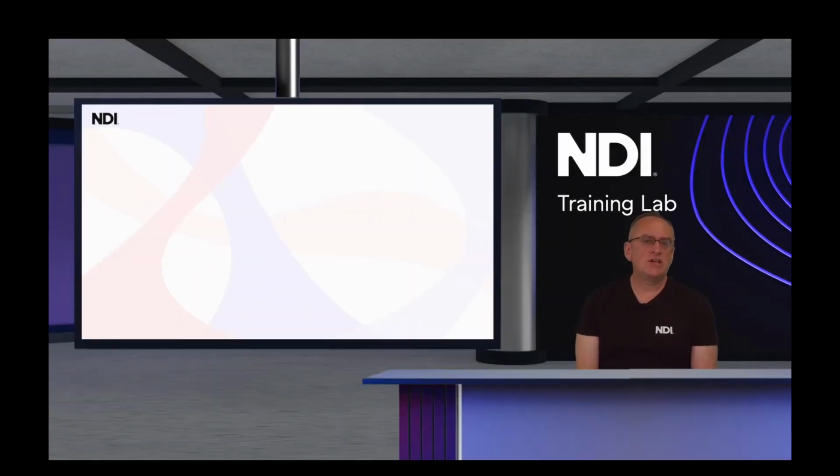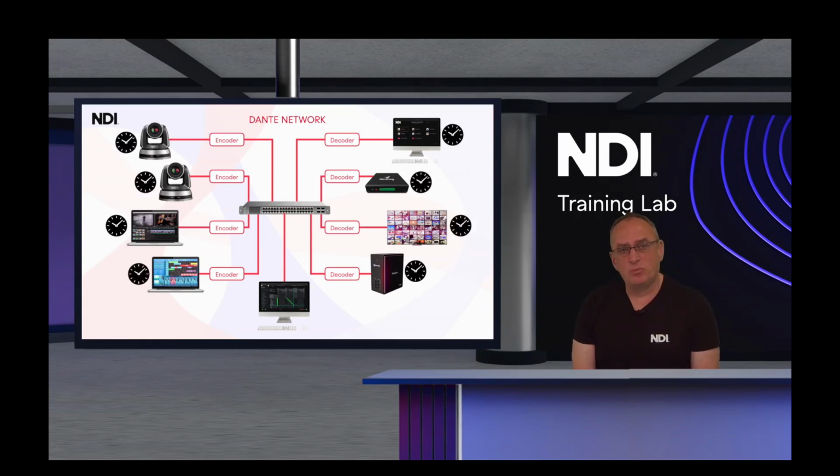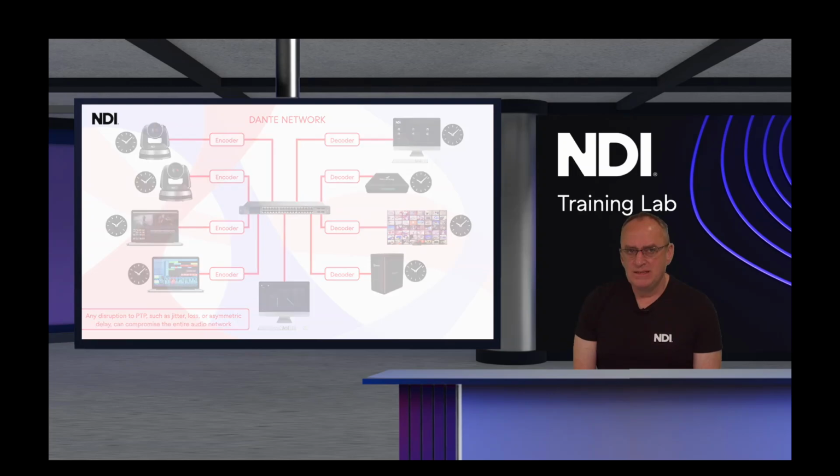When it comes to synchronization requirements, Dante relies heavily on PTP, or Precision Time Protocol, for clock synchronization across all devices. Accurate and consistent PTP distribution is critical for phase-accurate, low-latency audio transmission. Any disruption to PTP, such as jitter, loss, or asymmetric delay, can compromise the entire audio network.